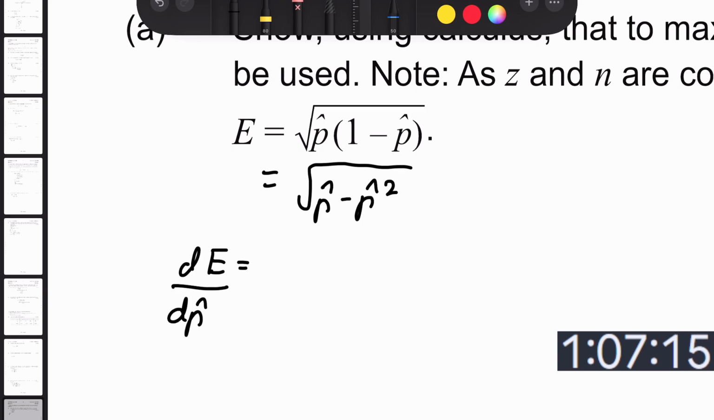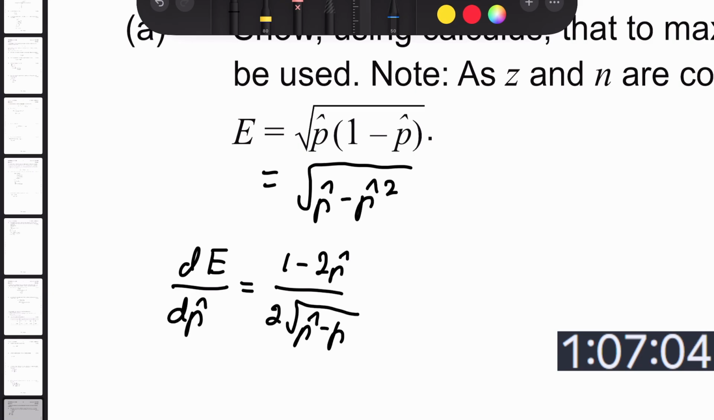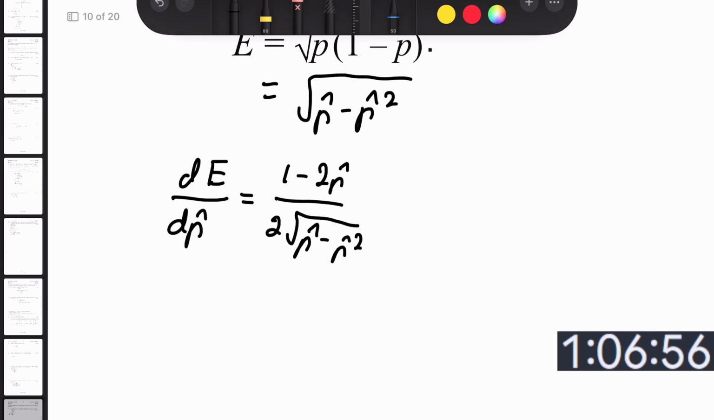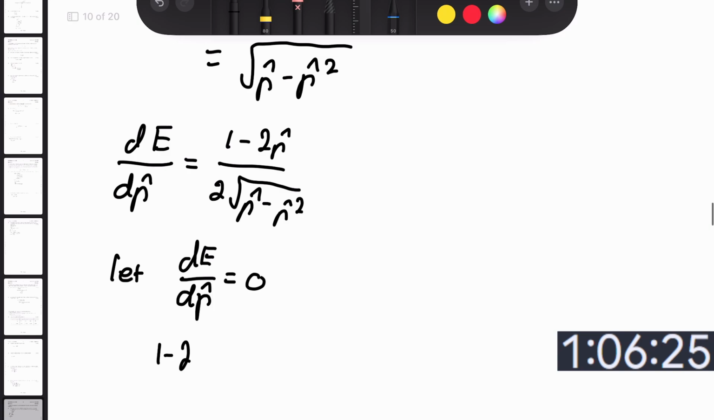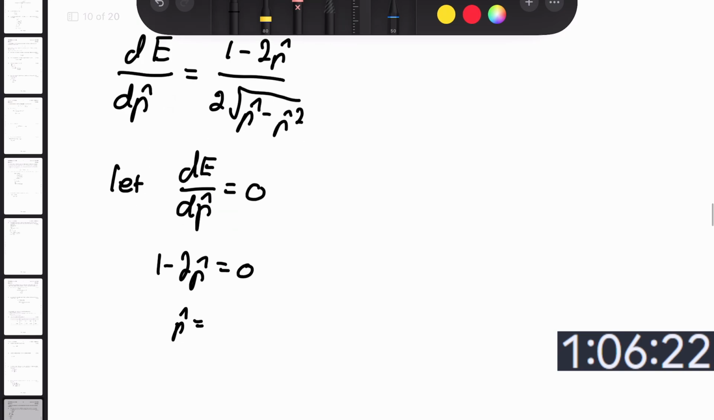So dE/dP hat is going to be equal to the derivative of the top, which is 1 minus 2P hat, all over 2 square root of P hat minus P hat squared. Differentiate that, because it's the differential of x times 1 minus x. So 1 minus 2P hat. Then let dE/dP hat equal 0. 1 minus 2P hat equals 0. P hat equals half.